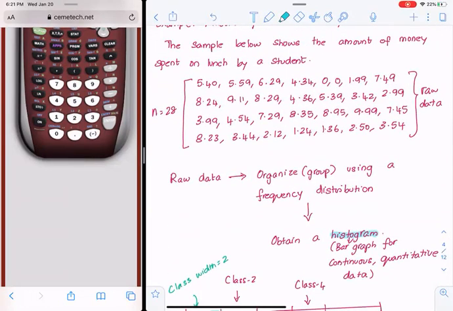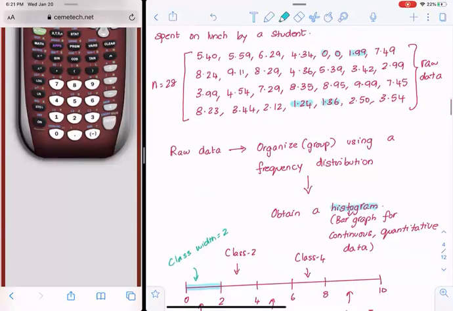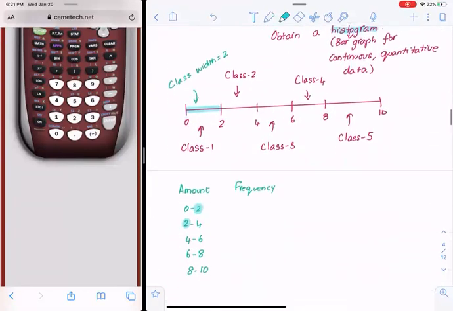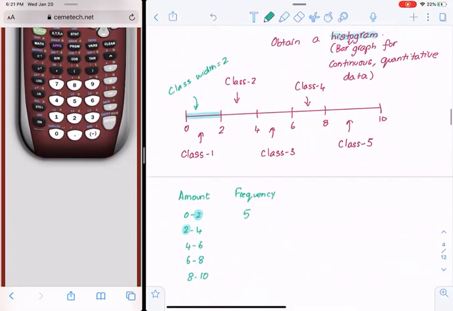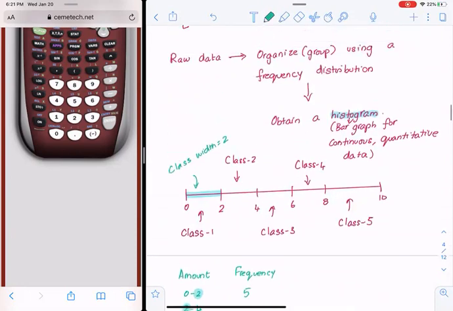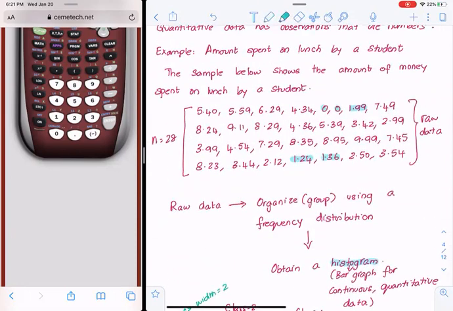Between 0 and 2, we have 1, 2, 3, 4, 5. Next, we look for observations between 2 and 4. So we start counting. 1, 2, 3, 4, 5, 6, 7.